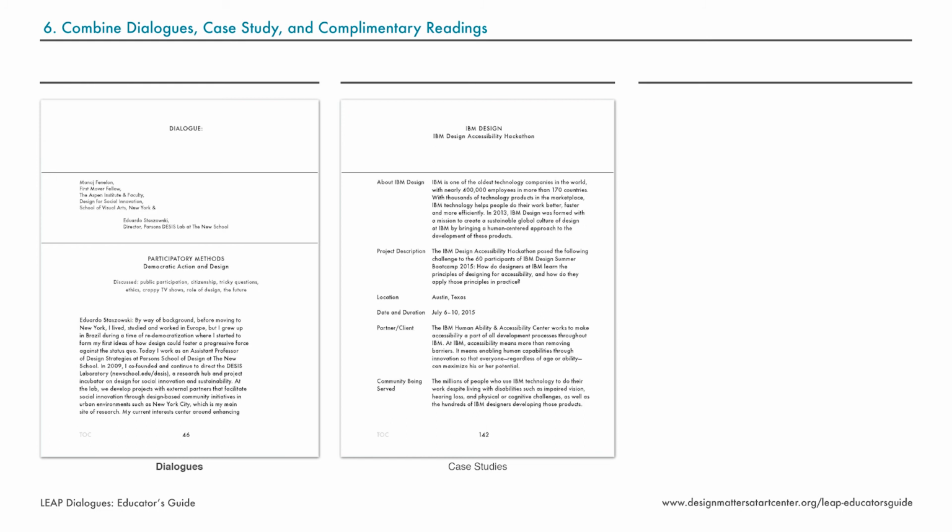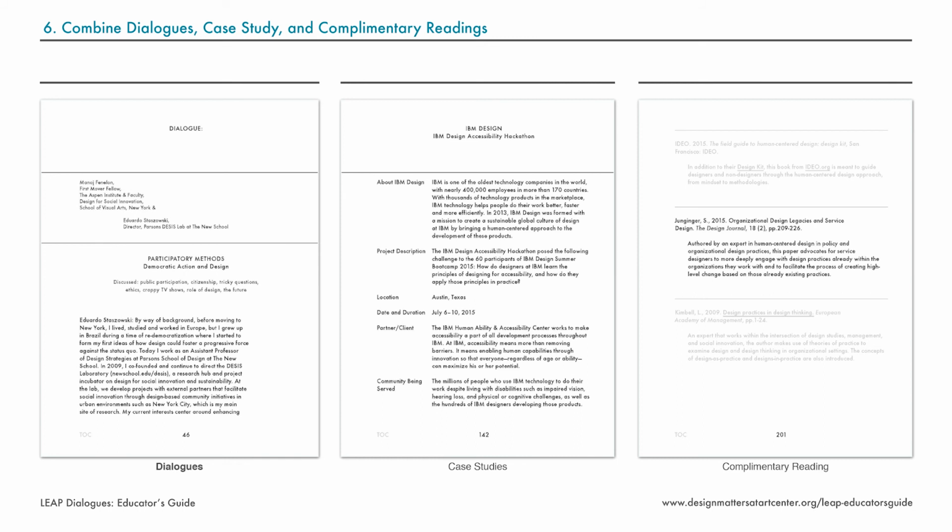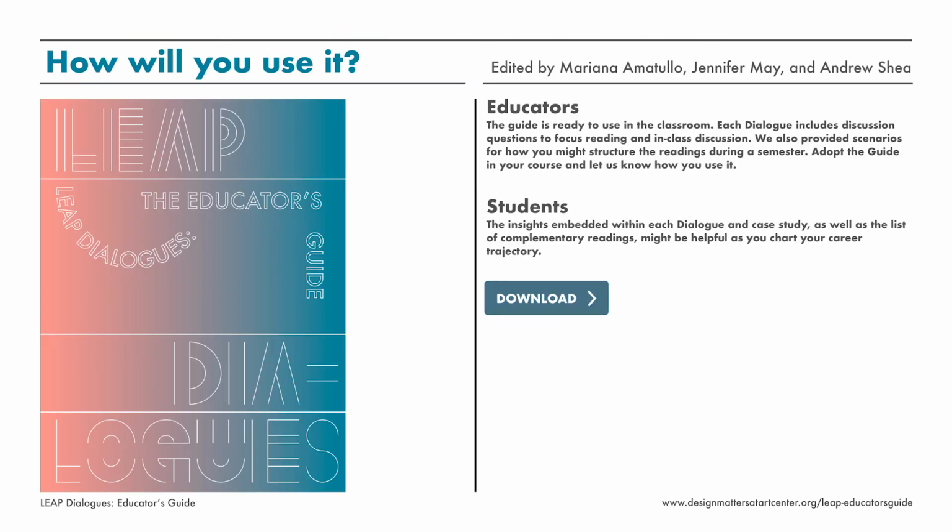And then lastly, for one of the complementary readings, you might choose the reading by Sabine Uniger, which is called Organizational Design, Legacies, and Service Design. In this example, she talks both about policy and about organizational design and how they can be used to maximize impact.